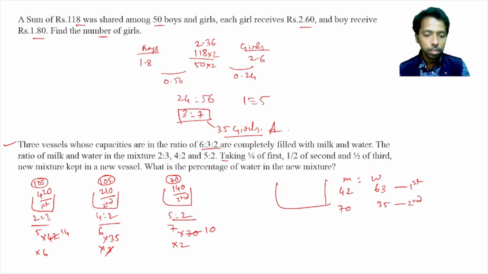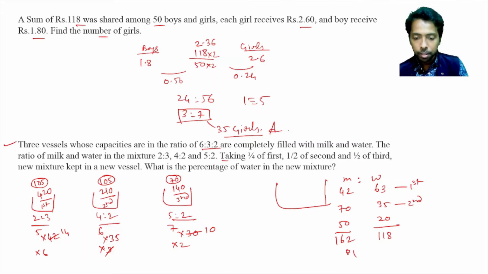Now moving to the next, the third container, 70, in the ratio 5:2. The total is 7, so 1 unit is 10. That means this is 50 and this is 20. Summing it up, milk is 42 plus 70 plus 50, which is 162, and water is 63 plus 35 plus 20, which is 118. Now this is 81, this is 59.